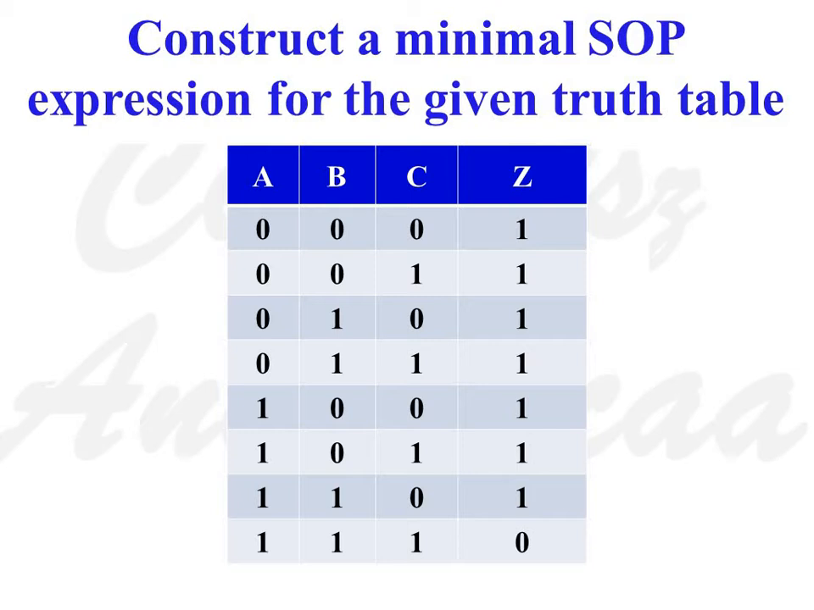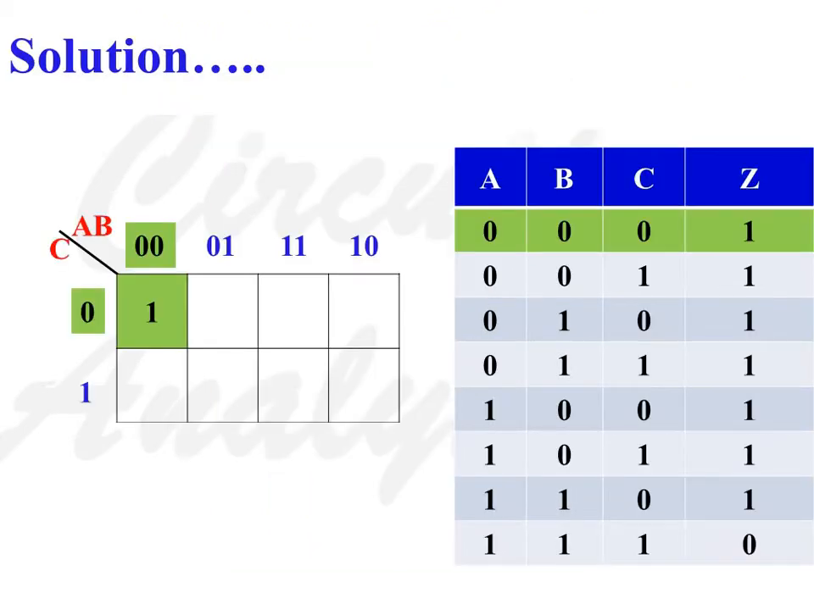As there are three variables, there are 2 raised to 3, that is equal to 8 input combinations starting from 0, 0, 0 to 1, 1, 1. So let us fill the 8 cell K-map. For the first input combination 0, 0, 0, Z is equal to 1. So locate the cell whose binary value is 0, 0, 0. Enter 1.